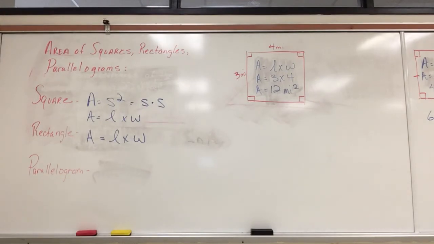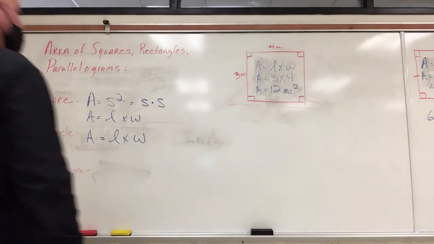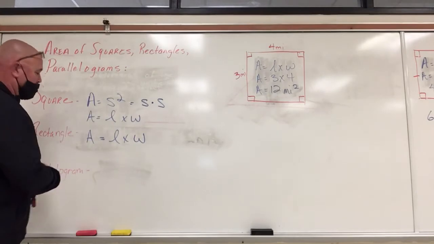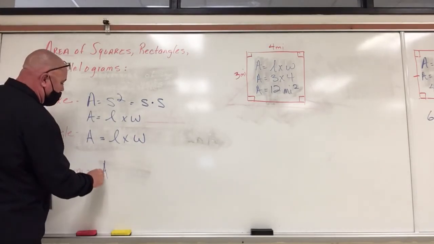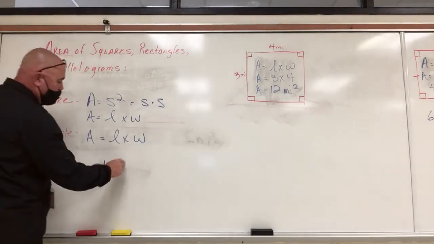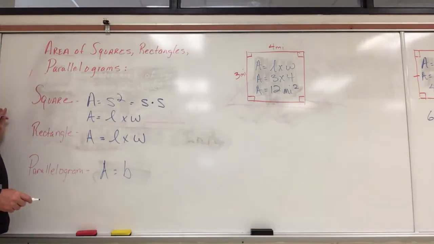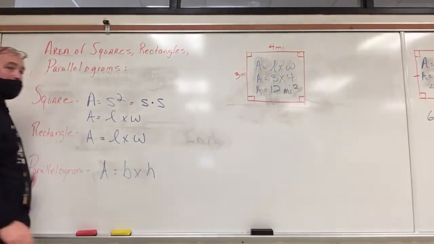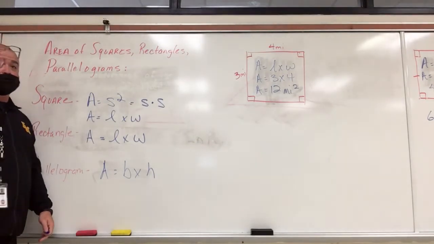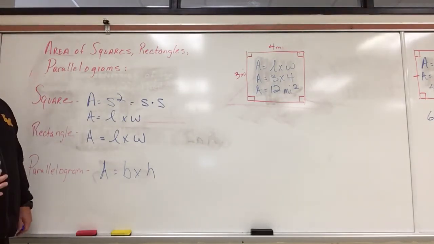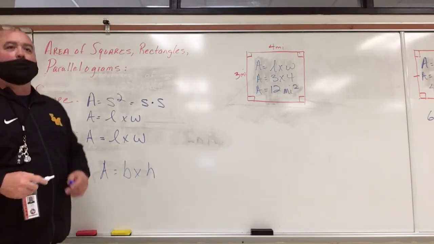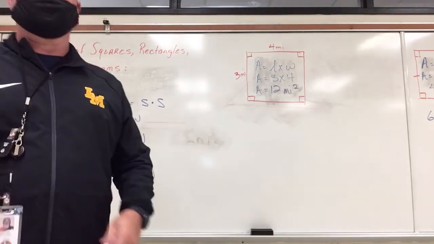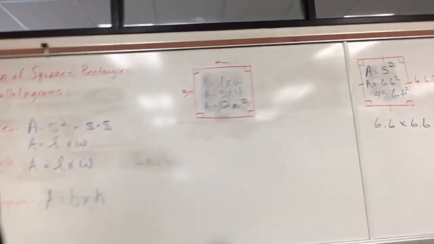All right, next one's parallelogram. To find the area of a parallelogram, I multiply the base, or what it's sitting on, times the height. The height is from the very top, the peak, straight down to form a 90-degree angle. Okay? And it's usually represented by what? A dotted line. Okay?